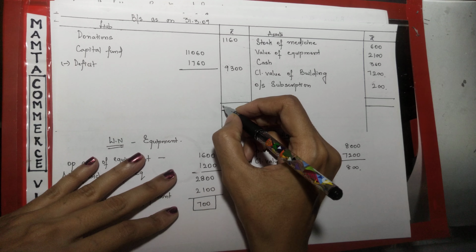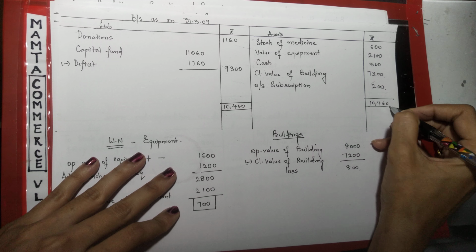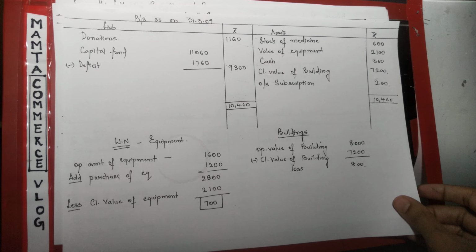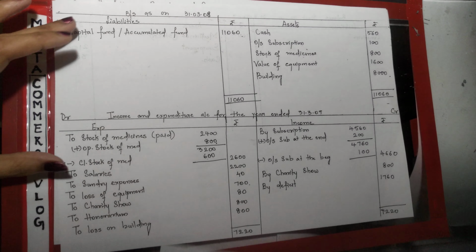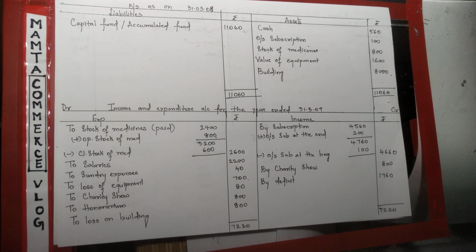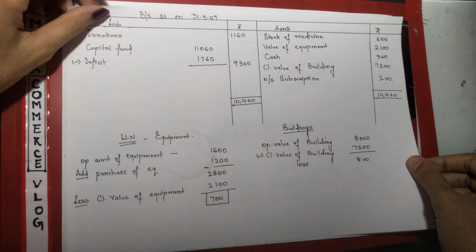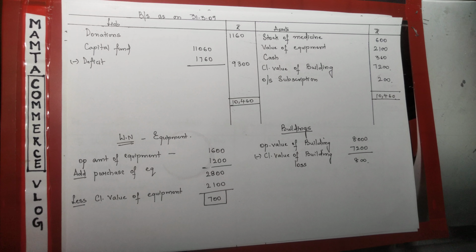The total on both sides is 10,460. So this is the total of the balance sheet, and our balance sheet is tallying. You can have a look at the closing and opening balance sheet. This is the opening balance sheet and also the income and expenditure account. We got a deficit of 1760. And this is the closing balance sheet with working note.